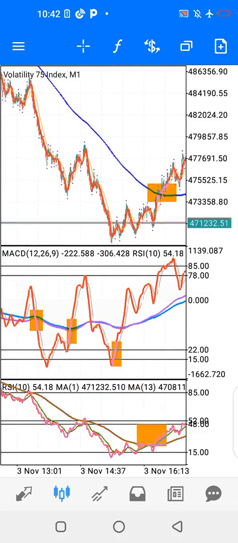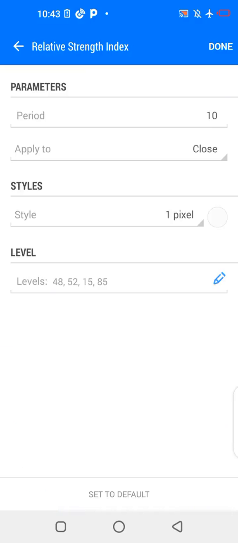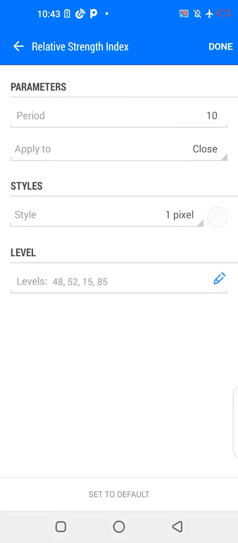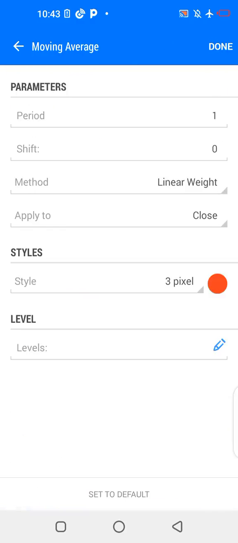Okay, let's look at the settings. Indicator window 2, we have relative strength index. The period is 10. Color is plain, matches the chart background color. And the levels are 48, 52, 15, and 85. All right. Also have moving average. Period is 1. Okay. Method is linear weight. Apply to close. Color is red.